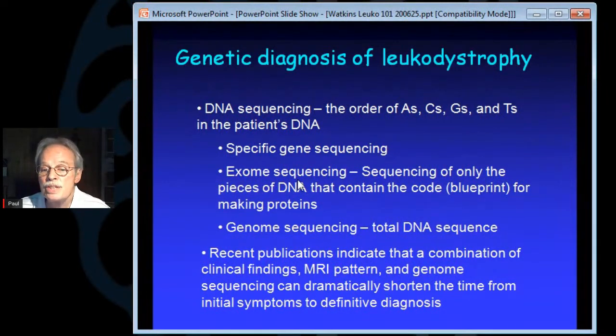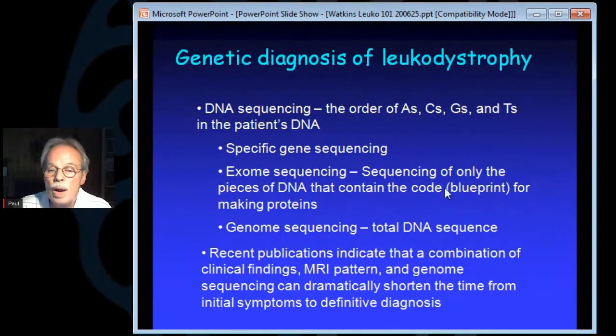There's also exome sequencing, which means the sequencing only of the pieces of DNA that contain the code or blueprint for making the proteins. There's a lot of DNA that does not have instructions for making proteins, or non-coding DNA, that we used to refer to as junk DNA, but we now know is very important and maybe disease-causing as well. But exome sequencing is often used when we think that the gene with a mutation makes a protein. Or you can have genome sequencing, the whole kit and caboodle of it, total DNA sequence.